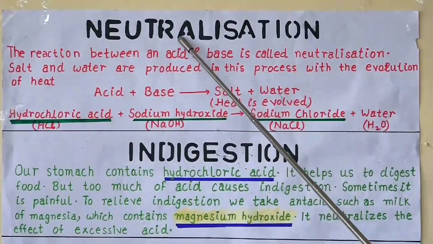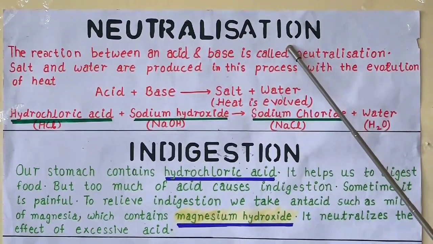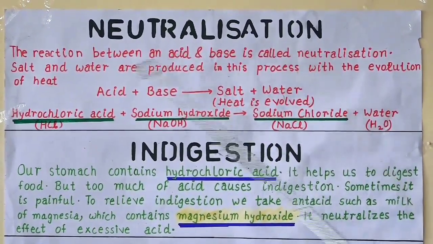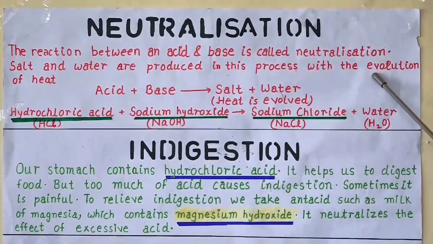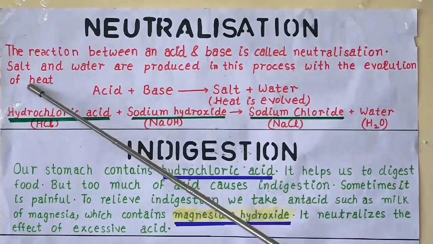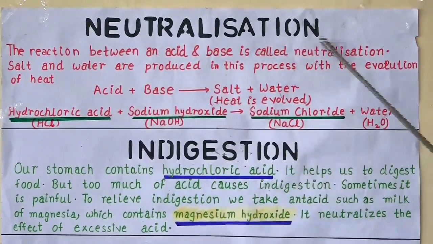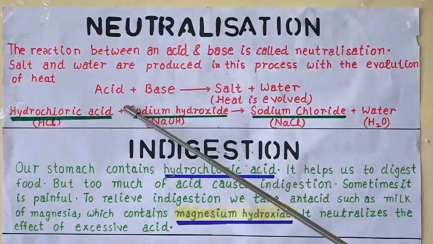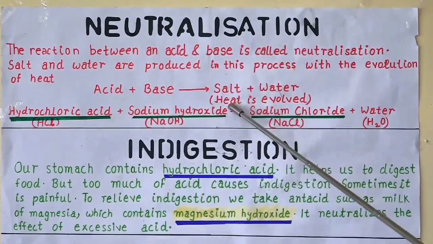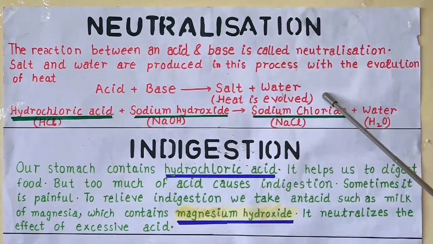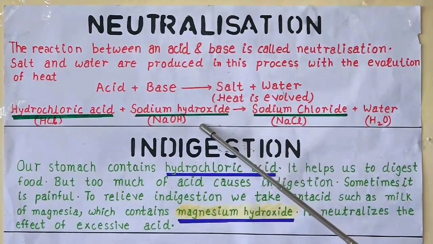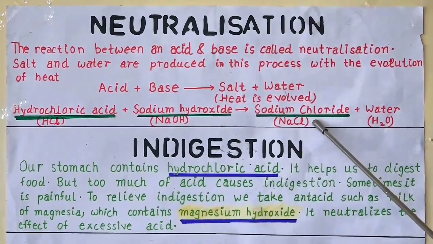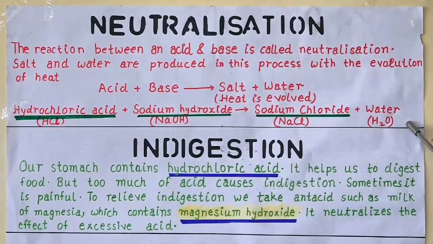Now, we'll talk about neutralization reaction, meaning the acid and base neutralize each other. The reaction between an acid and base is called a neutralization reaction. In this reaction, salt and water are produced with the evolution of heat. Acid plus base gives salt plus water with the evolution of heat. We can take the example of hydrochloric acid plus sodium hydroxide. It gives sodium chloride, which is also the common salt used in the kitchen, and water.